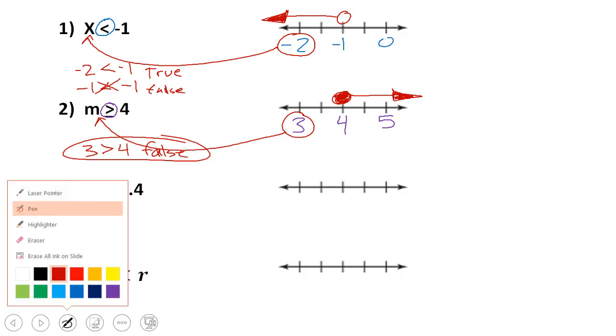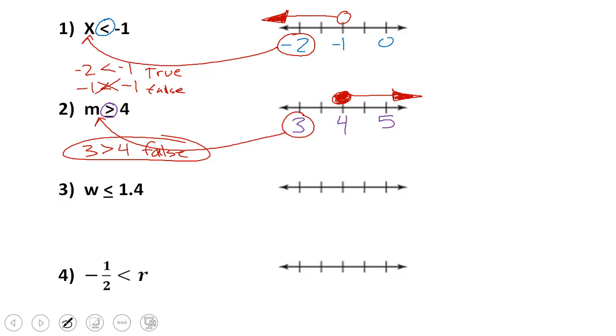Number 3. Number 3, W is less than or equal to 1.4. So again, I'm going to my number line. My target number is 1.4. A number that's greater than that is 1.5. A number that's less than that is 1.6. I see I have a less than or equal to symbol. That means that this 1.4 is included, so I want it. And then I look. Oops.